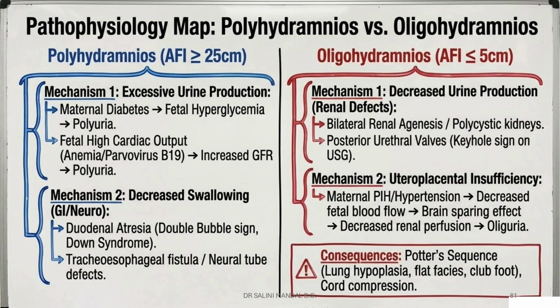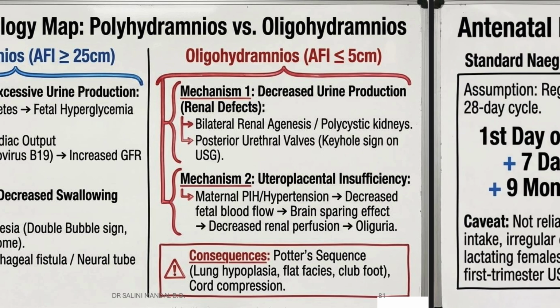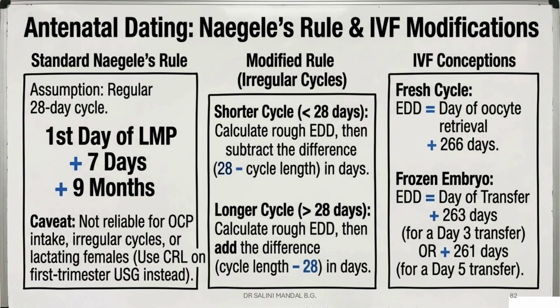Okay, so these are the few things in the pathophysiology of polyhydramnios and oligohydramnios. Next one, this one everyone knows actually, but still I'll just go through. That is Naegele's formula, right? And how is the Naegele's formula different in IVF modifications?